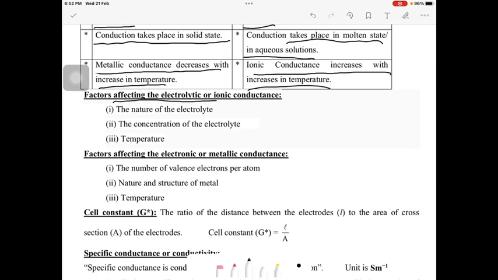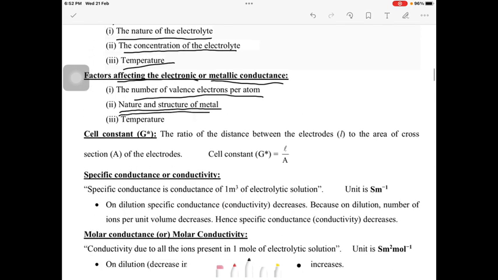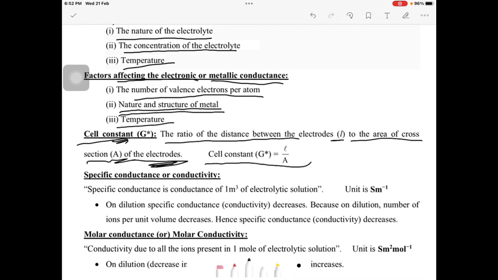Factors affecting the electrolytic or ionic conductance: the nature of the electrolyte, the concentration of the electrolyte, and temperature. Factors affecting the electronic or metallic conductors: number of valence electrons per atom, nature and structure of the metal, and temperature. Cell constant G star is the ratio of the distance between the electrodes L to the area of cross section A of the electrode. Cell constant is L by A.